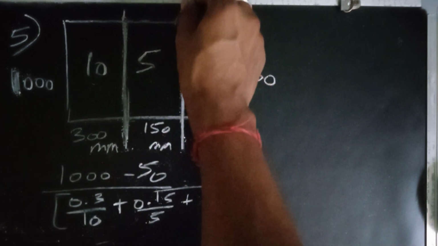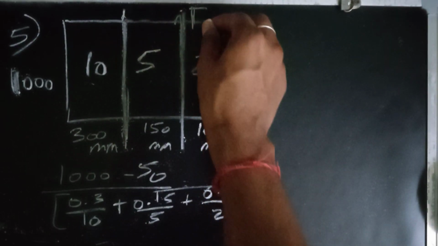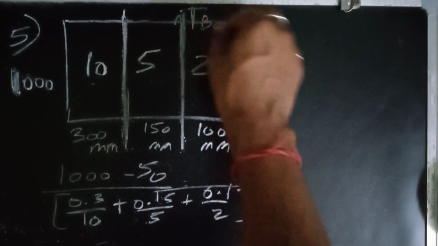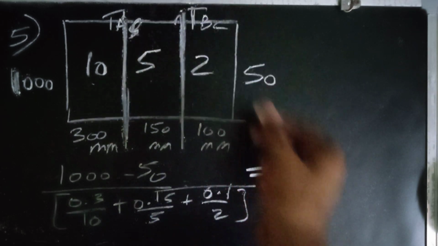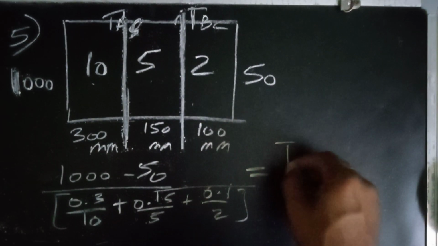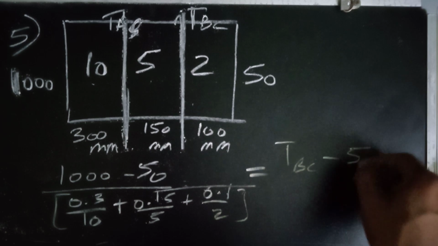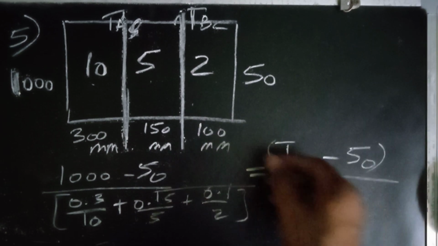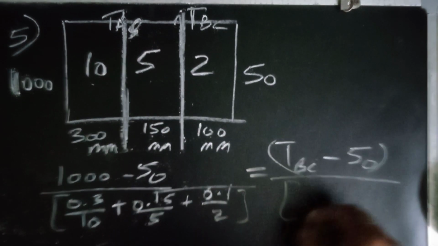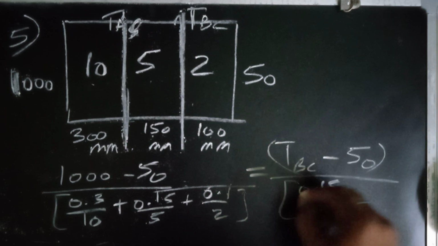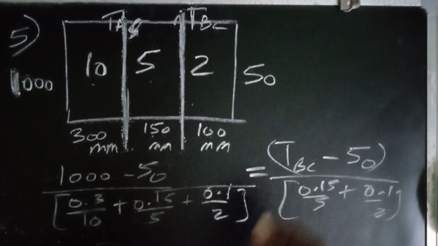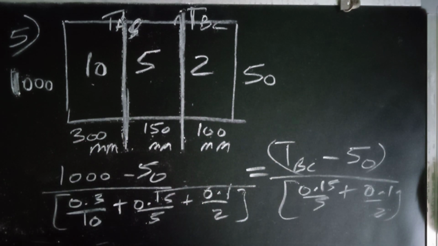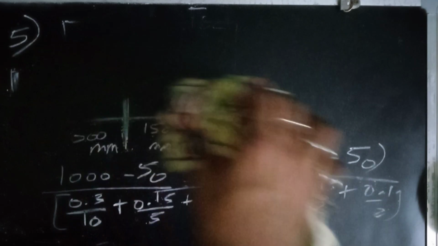take any temperature, let's say T_BC, the interface temperature between B and C. Then T_BC minus 50, divided by the resistances 0.15 by 5 plus 0.1 by 2. This way you can easily get that. Not a difficult question, just a bit lengthy because you have to do all of these calculations.